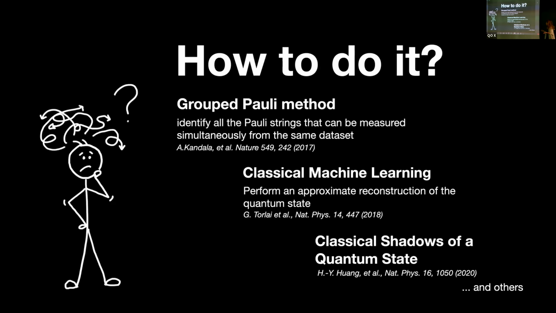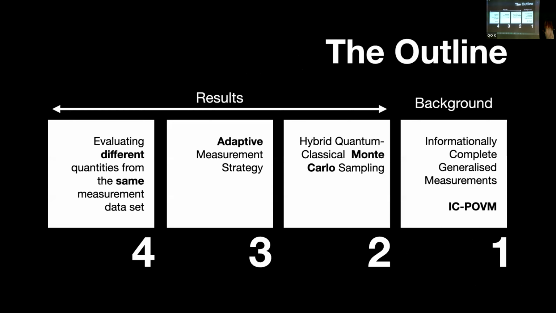And this is no novelty. There have been a lot of different studies to try to overcome this issue. And there are studies for the so-called grouped Pauli method. Instead of measuring all the Pauli strings, you can group them and identify those that can be measured from the same data set. You can use classical machine learning, of course, to perform approximate tomography. And recently, there have been methods related to so-called classical shadows of a quantum state, which also allow somehow to extract information without doing the full state tomography reconstruction. There are many others. So how does our approach differ or compare with these? This is the outline of the talk.